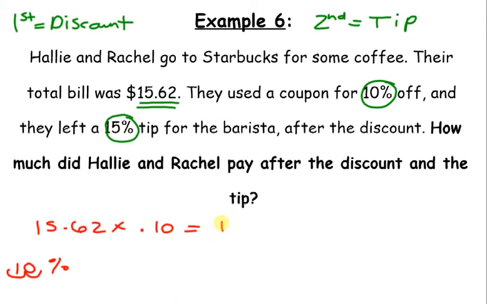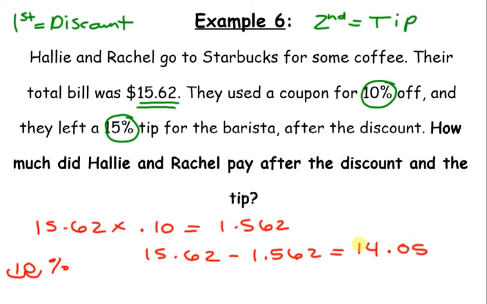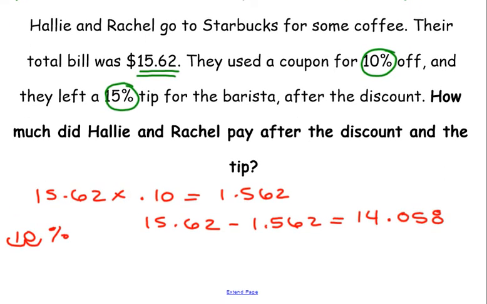All right, so you should get 1.562. Remember, no rounding yet. We're not at the end. Okay, so now how much was their bill after the discount? So we're going to take 15.62 minus 1.562. Go ahead and do that in your calculator. And you should get 14.058. Again, no rounding. We're not at the end yet.